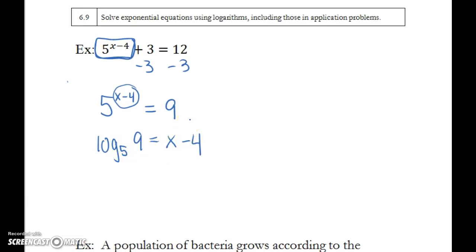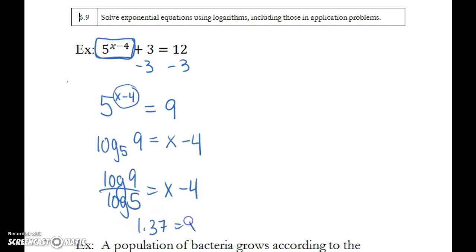Now some of you with the newer calculators have a log base button under the math menu. Those of you who have older calculators have to use the change of base formula. To evaluate log base 5 of 9, we evaluate log 9 over log 5. So on our calculators, we do log 9 divided by log 5, and we get approximately 1.37. To finish off the problem, we add 4 to both sides, so x equals 5.37.